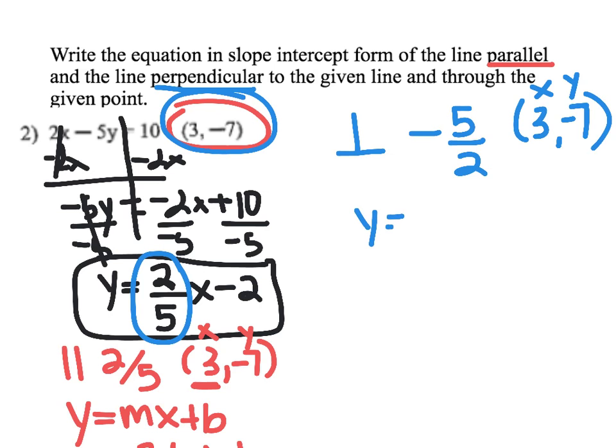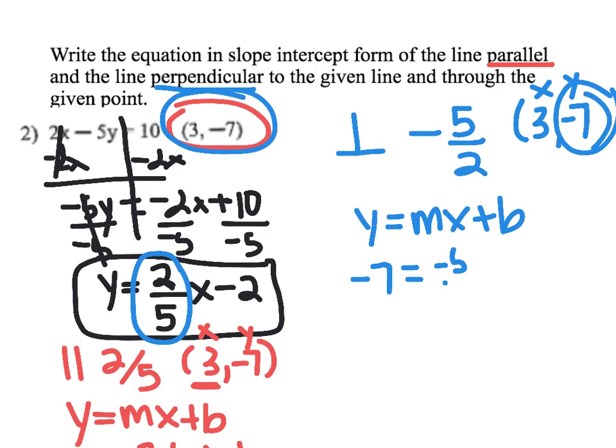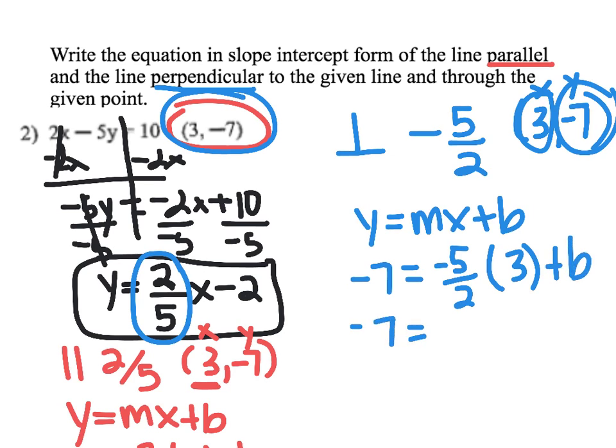So y equals mx plus b. Y would be negative 7. Slope m would be negative 5 over 2. X would be positive 3, and the y-intercept is what we're missing. Okay, so go ahead and multiply. Across the top would be negative 5 times 3 is negative 15. Across the bottom, 2 times 1 is 2. Alright, that doesn't reduce or divide, and again, you don't really need to reduce or divide anyway.